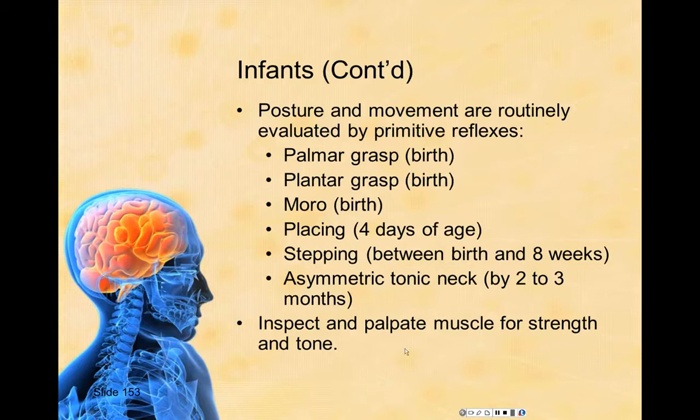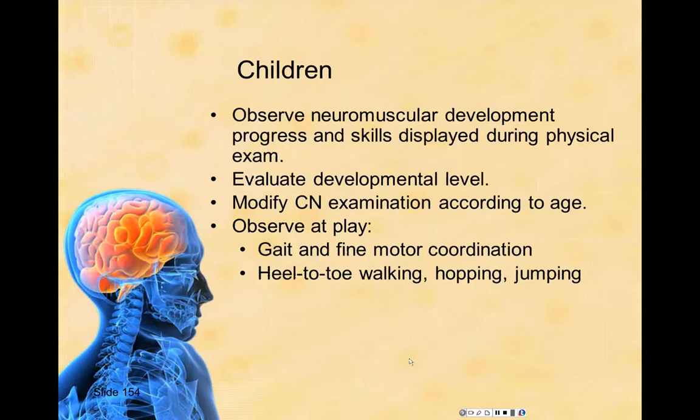Posture and movement are routinely evaluated by the primitive reflexes that we went over earlier: the palmar grasp, the plantar grasp, the Moro, placing, stepping, tonic neck, up to age 2 to 3 months. And then inspecting for muscle strength and tone.